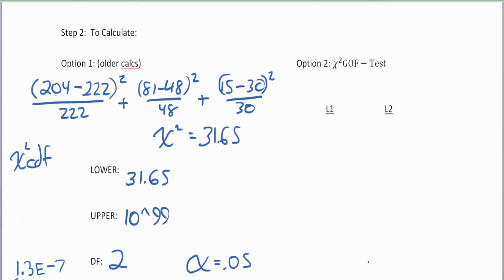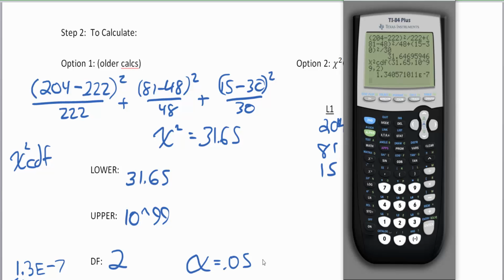Now, if we want the calculator to do all the work for us, well, lucky for us, if you have a newer calculator, you have the goodness of fit test. So you can put your 204 in list 1, as well as your 81 and 15. And then in list 2, this is kind of what we wanted. We wanted our 222, we wanted our 48, and we wanted our 30. Okay, so there's our list 1 and list 2.